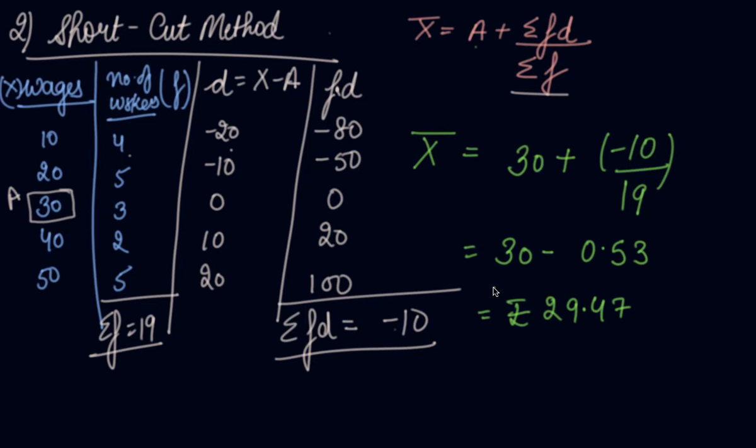So in the shortcut method, what you have to do is take the assumed mean from the series. Then you subtract the assumed mean from the x, that is, you take the deviation. Then after taking the deviation, you simply multiply the deviation with the frequency and take the summation of all these items, and put it in the formula.